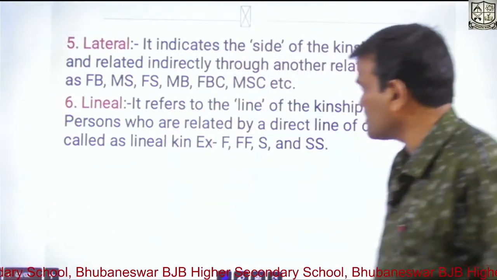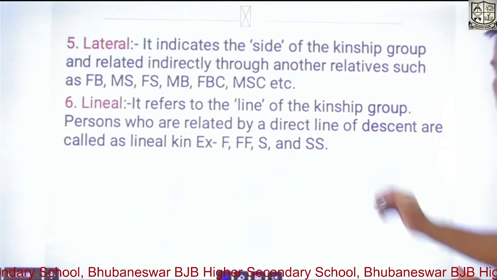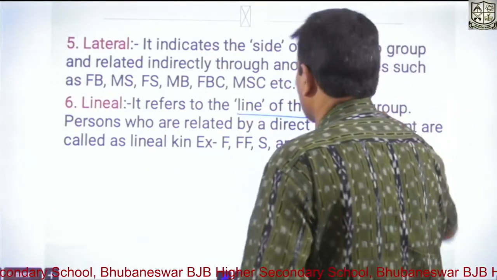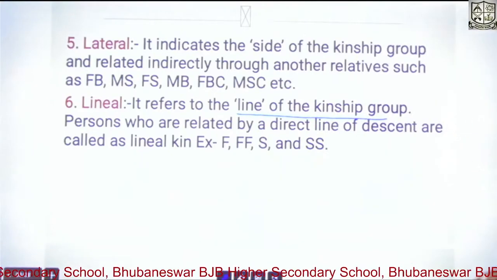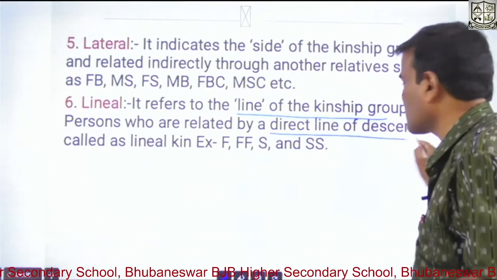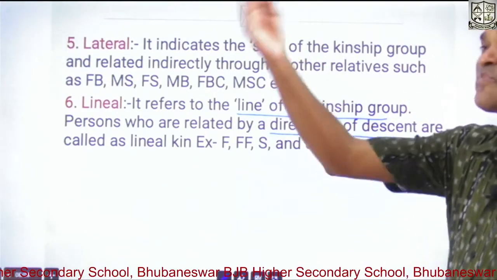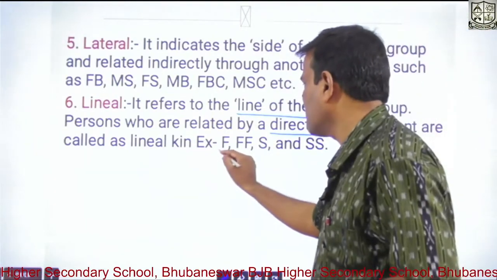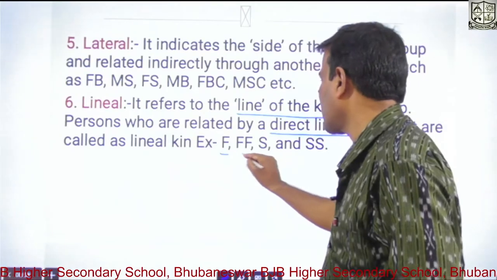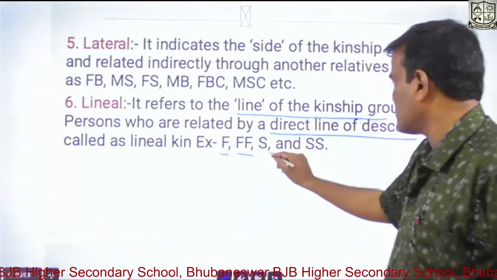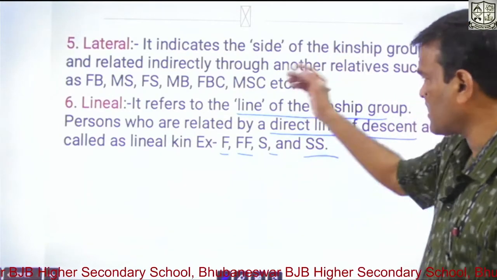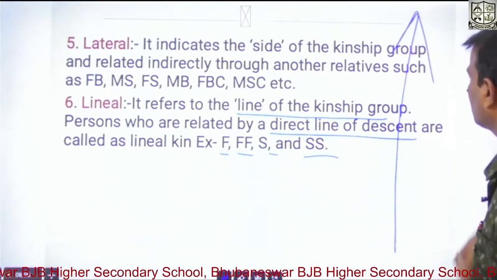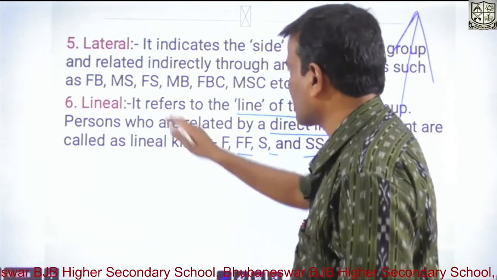And the lineal means it is the direct line of descent, the direct line of the kinship group. Persons who are related by the direct line of descent, father, grandfather, then great grandfather, that is the direct lineal system, called lineage, by lineal kin. Then the father, father's father, son, son's son, that is the direct line, and the lateral is the branch out.